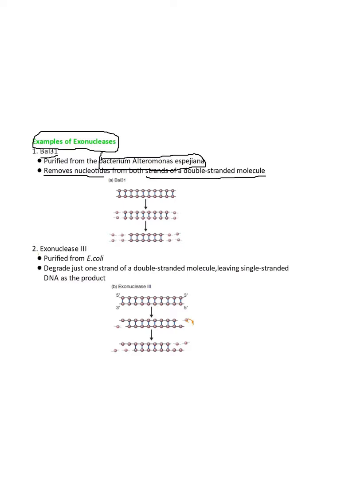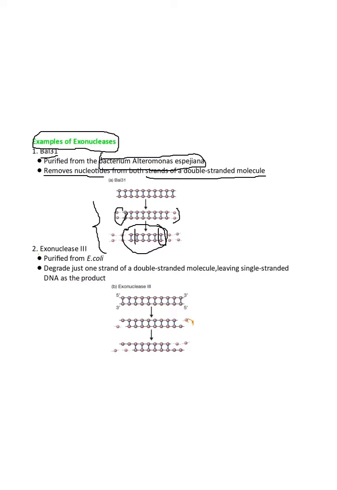As you can see in this picture very clearly, it removes nucleotides from both strands of a double-stranded molecule. Both strands means from both the ends. This is the end, this is another end. Thus we get modified DNA like this. This is how it removes, and in the further process it will keep removing nucleotides from both the ends.